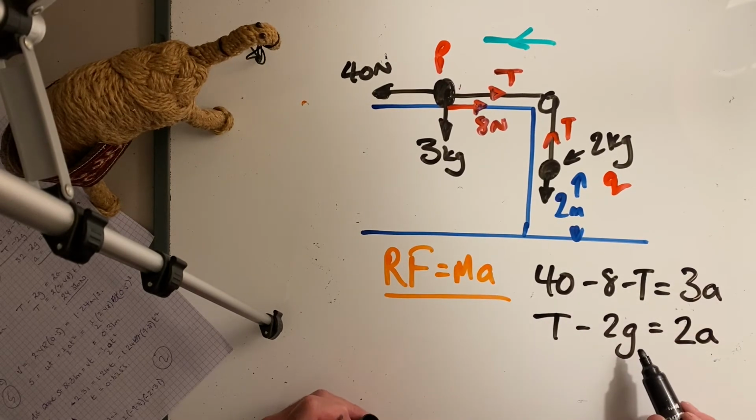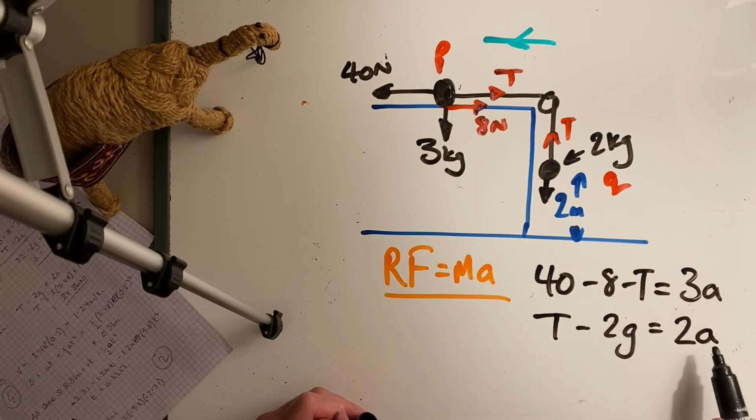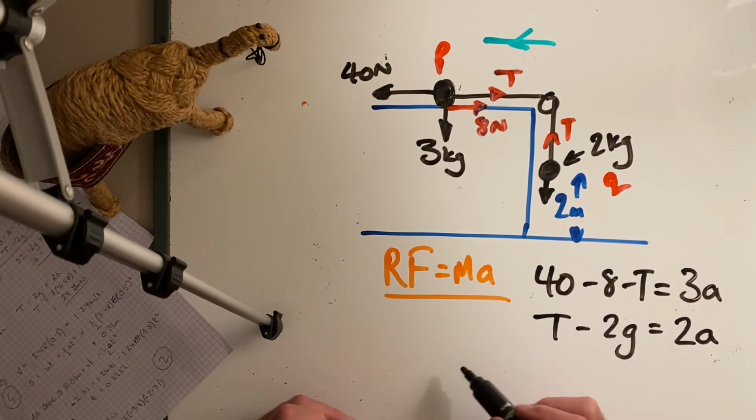So they're the ones I need. That's how you do it. Simultaneous equation with this one. Adding these together, you get 32 minus 2g equals 5a, and therefore you can work out what a equals.